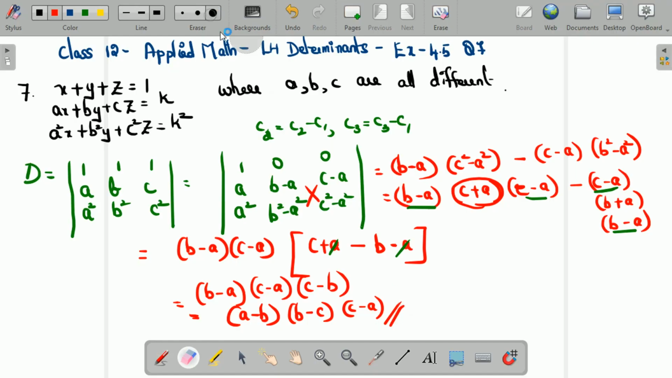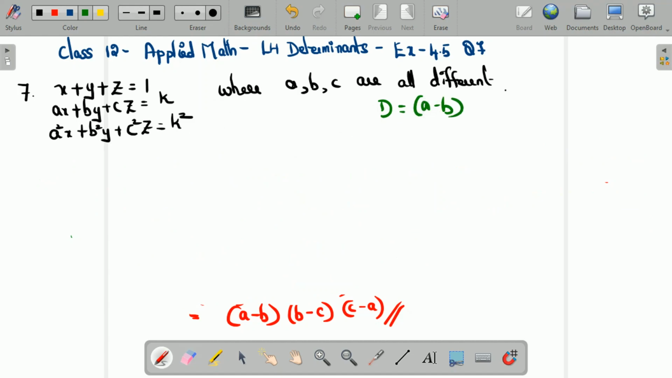Let's note it elsewhere, because we are going to calculate dx. D is equal to (A minus B) into (B minus C) into (C minus A). Now let's compute dx. So for dx, I'm going to use the first column as 1, k and k squared. The other terms are going to be the same. So this is 1, b, b squared. This is 1, c, c squared.